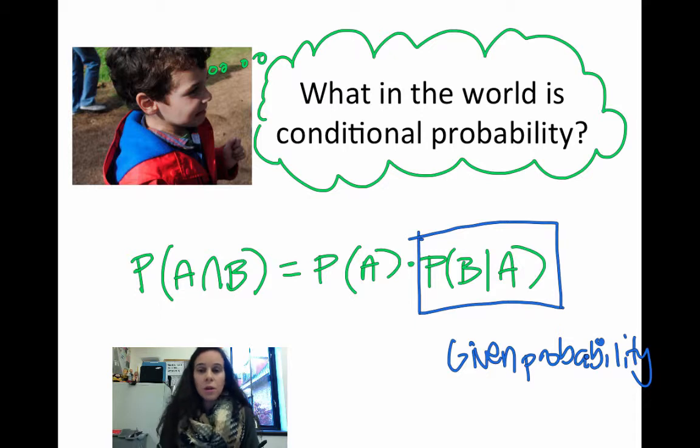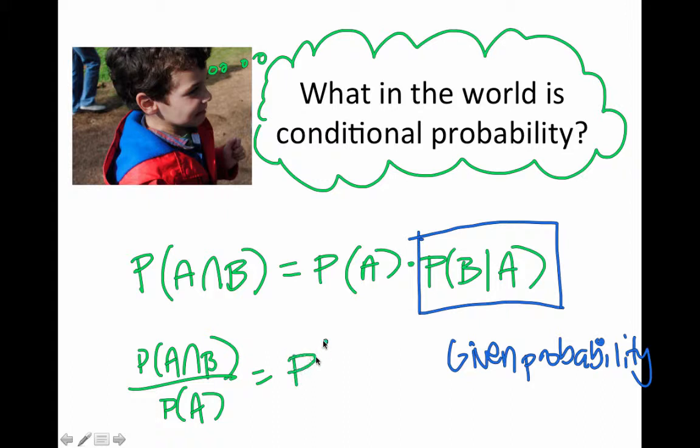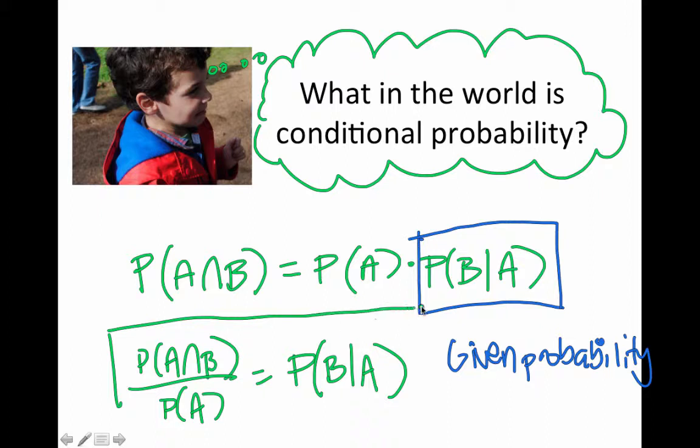So the formula for a conditional probability, or this given probability, is you just take the dependent probability formula and you solve for the given probability. We would just take this formula, divide both sides by the probability of A, and we would get the probability of A and B divided by the probability of A equals the probability of B given A. So this is the formula for conditional probability.